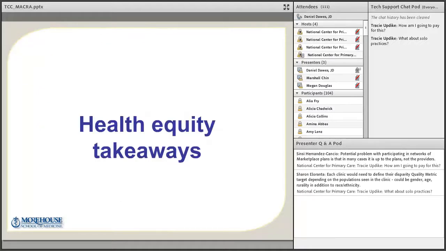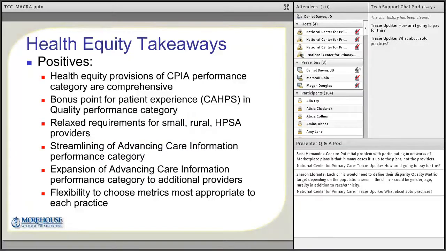So the health equity takeaways as we close this webinar, really the positives is, as Dr. Chin and as Megan alluded, that there are very robust health equity provisions and integrated behavioral health provisions in the CPIA performance category. They're pretty comprehensive, so we're quite pleased with that. But do we need to go beyond that? Do we need to strengthen them?